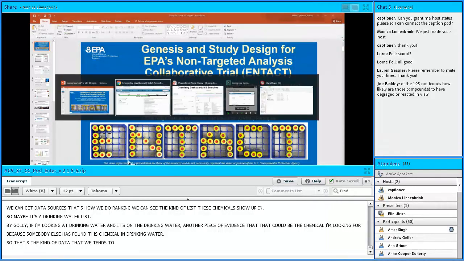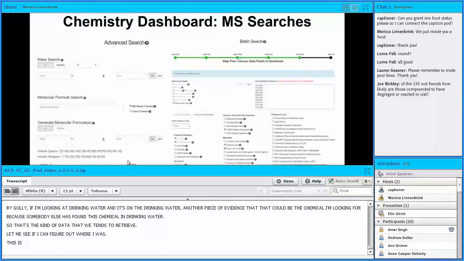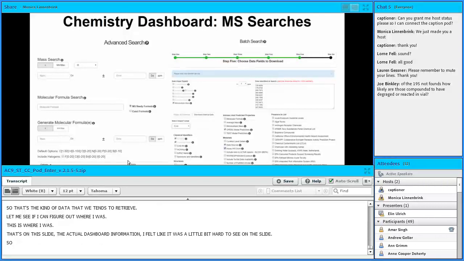Let me see if I can figure out where I was. This is where I was. So that's what's on this slide, the actual dashboard information. I just felt like it was a little bit hard to see on the slide, so I thought I'd do sort of a live demo for that.